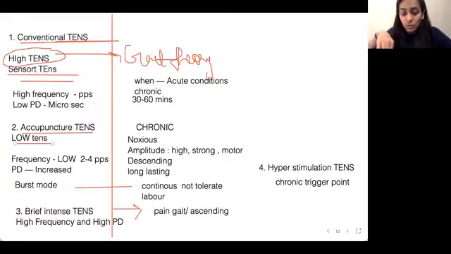Beatrice, regarding question number one, if you look at our types of TENS, when we did brief intense TENS, we said it is given prior to performing any procedure, such as debridement or manual therapy, so that the patient can tolerate that procedure. In this question, it says the TENS is given to modulate pain prior to manual therapy. That's your keyword, and then you're going to be giving brief intense TENS.